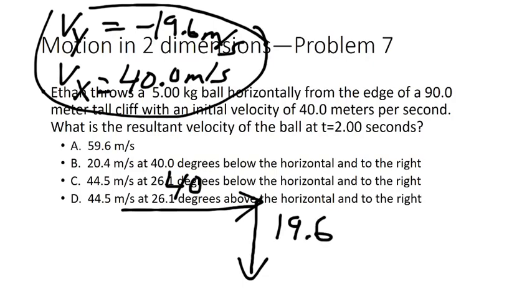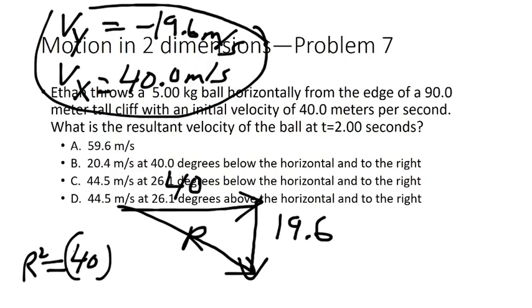We're going to draw in our resultant from the tail of the first vector to the tip of the second vector, like so. And we're going to solve for this resultant using the Pythagorean theorem. So we're going to say r squared equals 40 squared plus 19.6 squared. All right, we solve that out, and we're going to end up with a resultant magnitude of 44.5 meters per second.